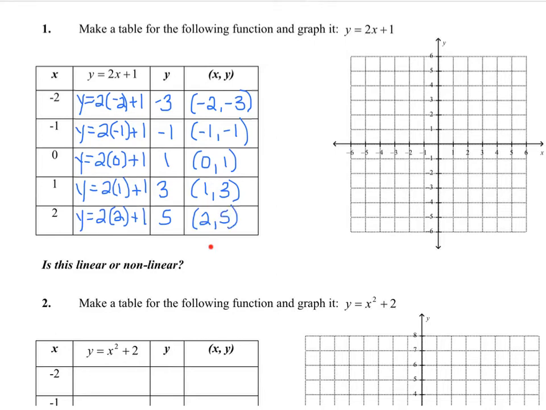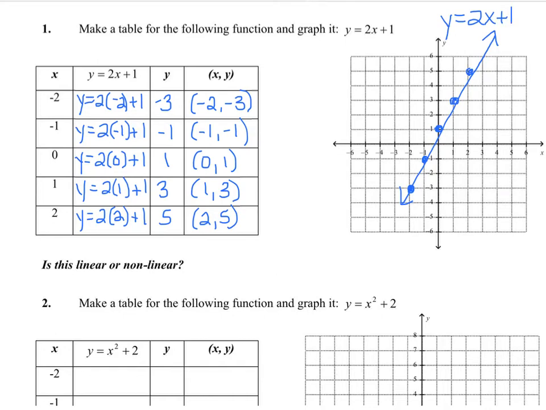So now that we have your coordinates, we're going to graph them on the coordinate plane. So we have negative 2, negative 3, negative 1, negative 1, 0, 1, 1, 3, and 2, 5. So you're going to draw your line. Make sure you have arrows because it keeps going. And then your last step is to label y equals 2x plus 1.